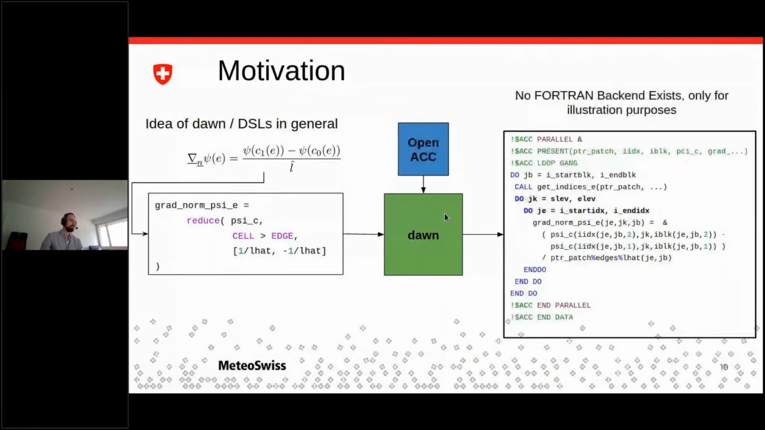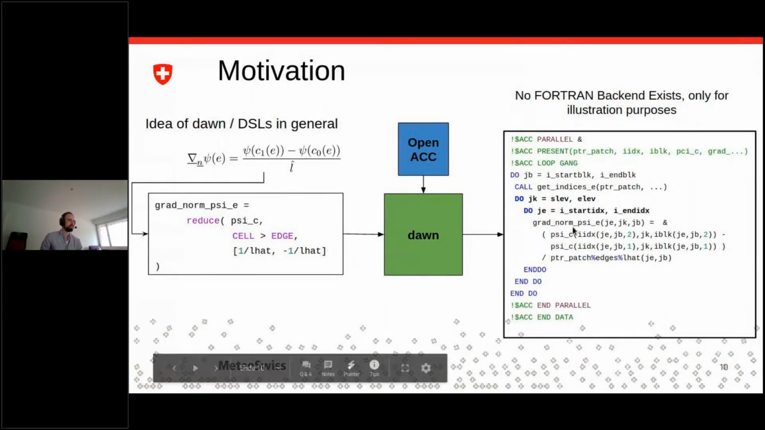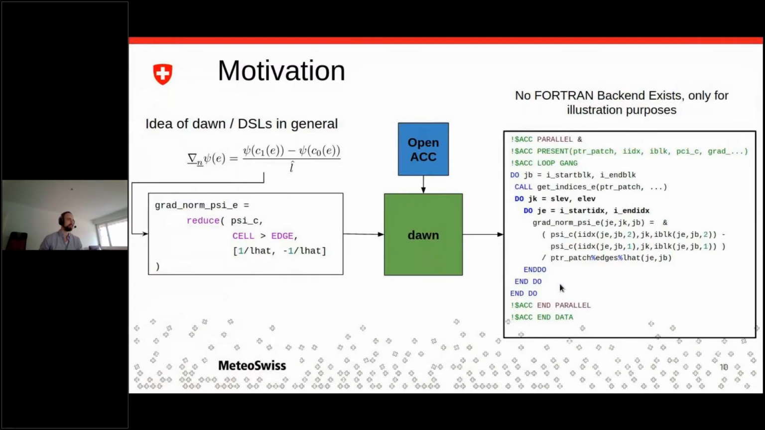Then we can also ask Dawn to give us an OpenACC version, and Dawn converts this high-level representation and fills in all these details that matter on these hardware architectures. It adds all the things that we need to make it run on these different hardware architectures.